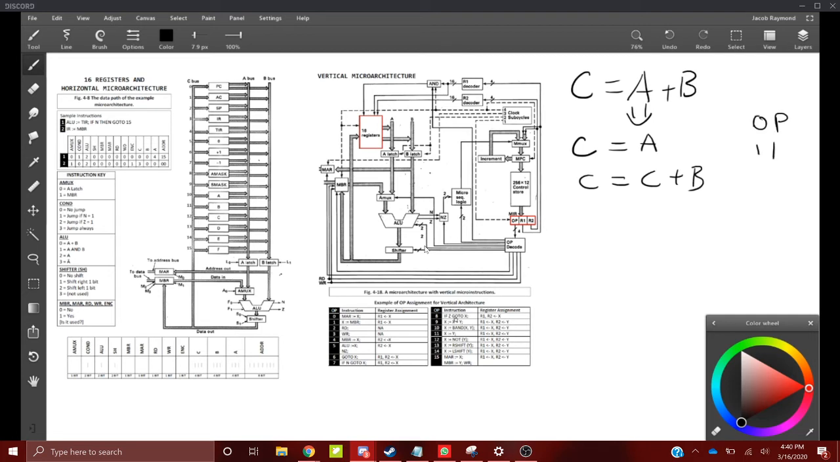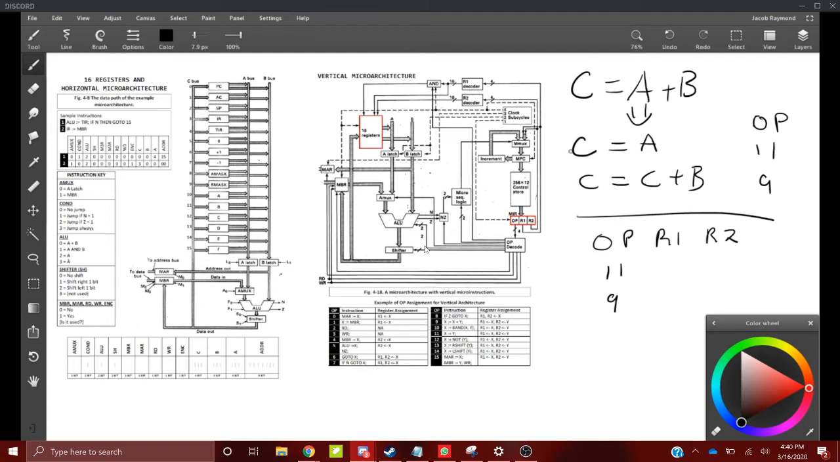And then the C equals C plus B is just op number 9. And so now, if we want to write out the machine code for this, then the first operation is op 11, second operation is an op 9. Now we just need to figure out what R1 and R2 are.